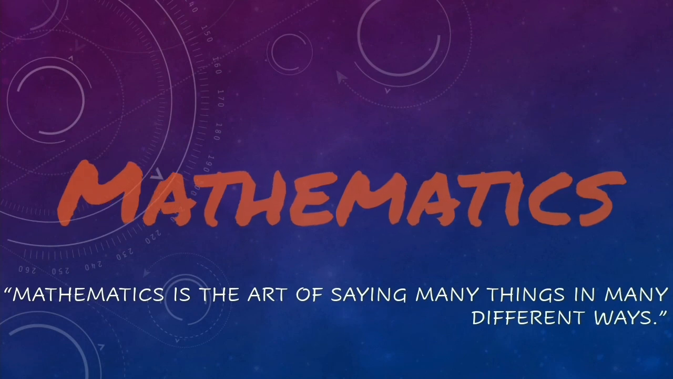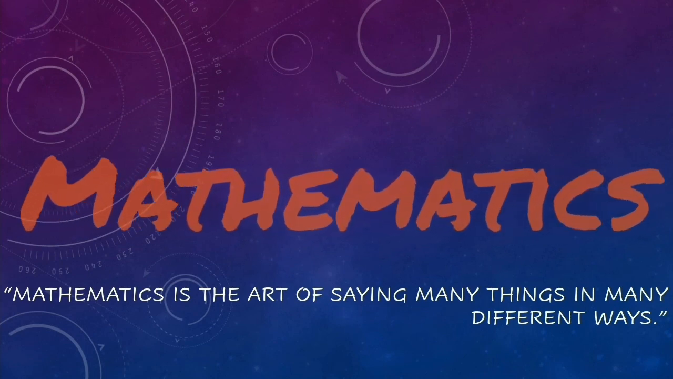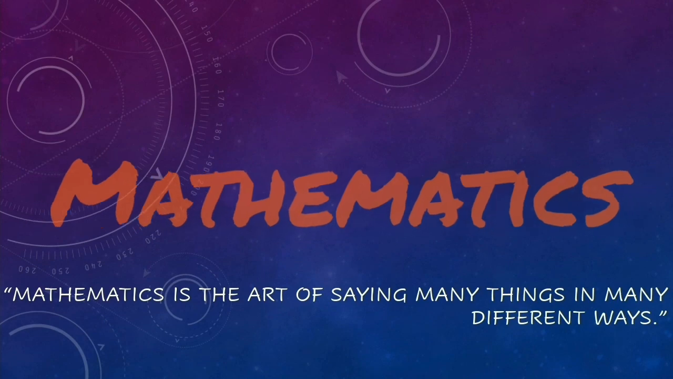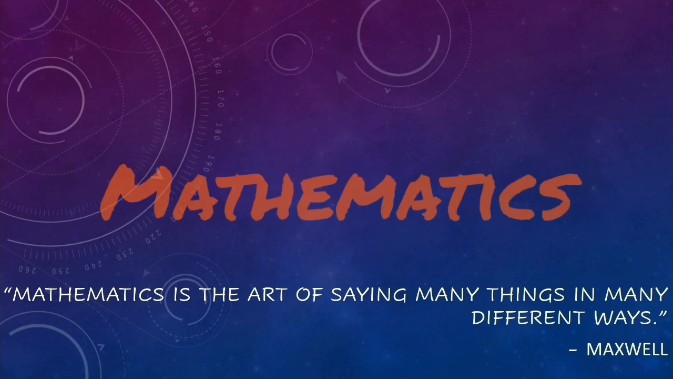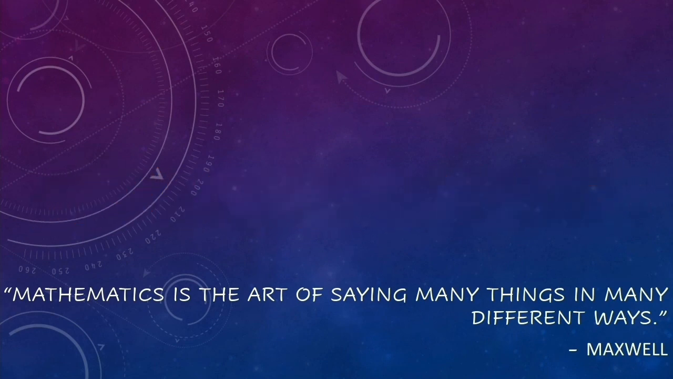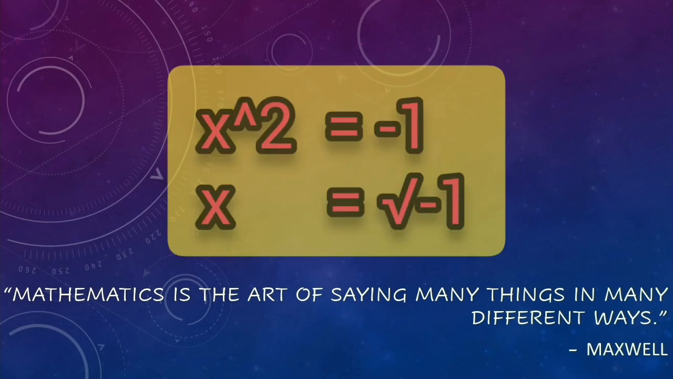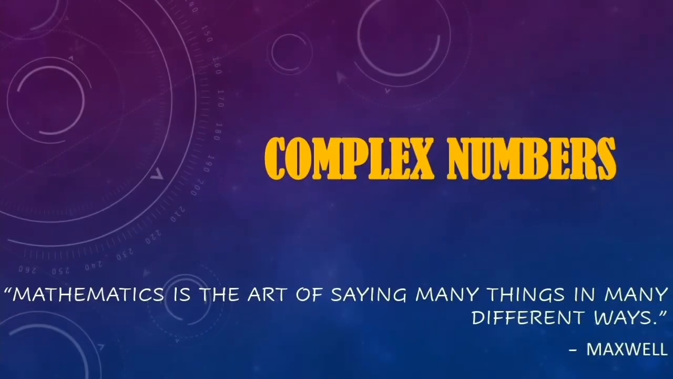Mathematics, the language or art of saying many things in many different ways. It's my all-time favorite quote, said by a great mathematician, Maxwell. But during my teenage years, when I passed into the 10th class, I realized that there is no solution of the equation x square is equal to minus 1. Now if there is no solution of x square is equal to minus 1, then how can it possibly be true, as said by Maxwell? Well, this is what I am going to explain today.